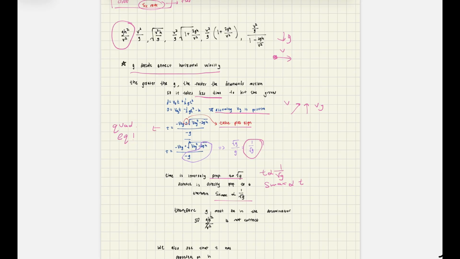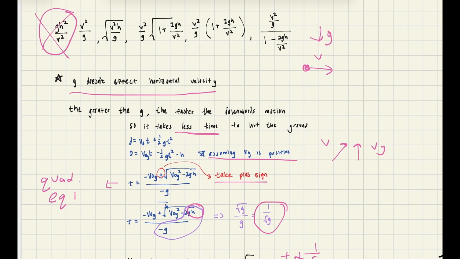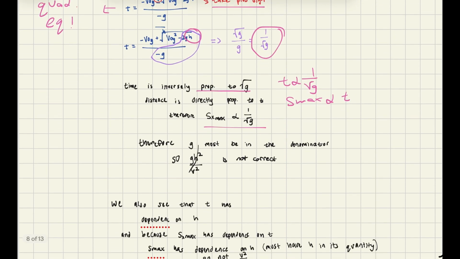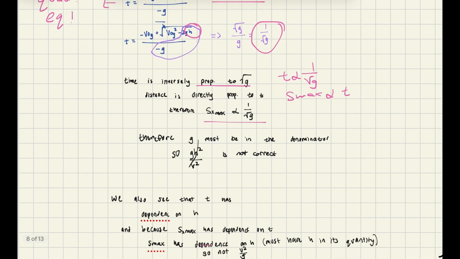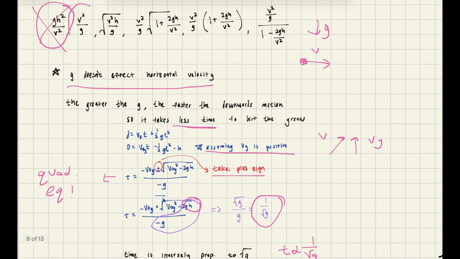Now let's look back at the equation that we solved for t. We can also see that it has dependence on h, meaning that there's an h variable that changes the amount of time. Because s of x max also depends on t, s of x max must also have dependence on h. So we also need to check that there is no quantity with no h. And here we see v squared over g has no h variable, when it does have dependence on h.